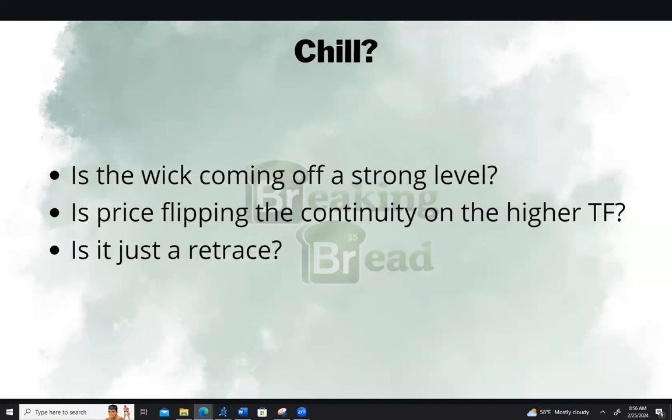All right, so should you chill? This is if you're already in the play and you don't know if you should get out or should you stay in. Some things that you should be looking at and asking yourself is the wick of the candle coming off a strong level. So you're in a play and you see price react to a strong level that's going against the play that you're currently in. That should be a signal to you that, hey, I may want to cut this. If you see price flipping continuity on the higher time frames that's going against you, you should say, hey, I may want to cut this.